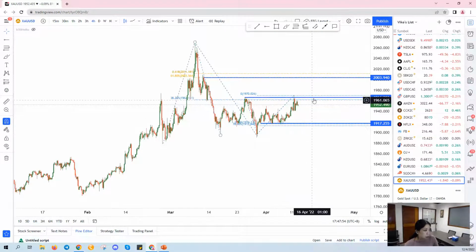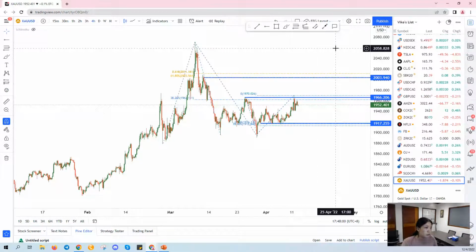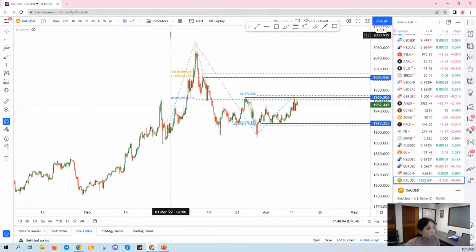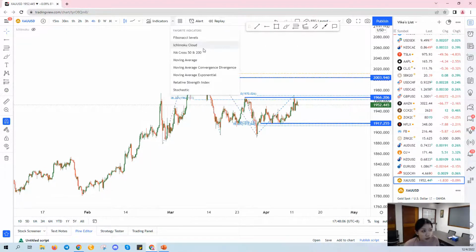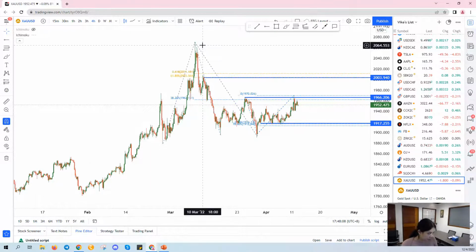You can see that these two are quite strong because they have two levels of Fibonacci. But also you can use indicators to support your trade. So if you go to indicators, for example, Ichimoku.